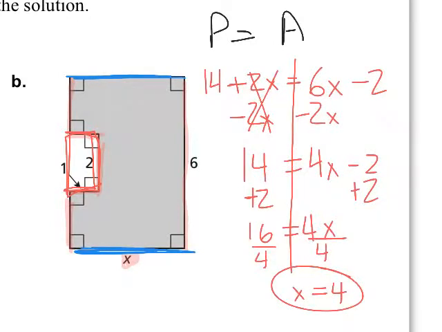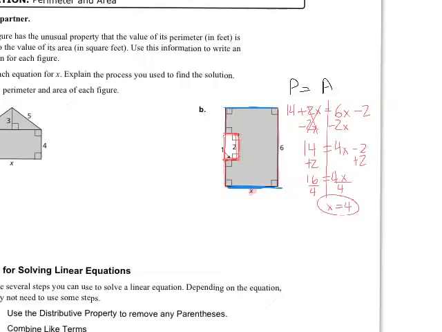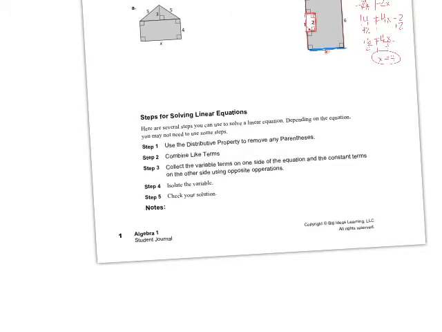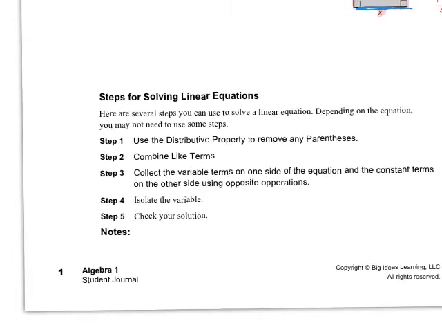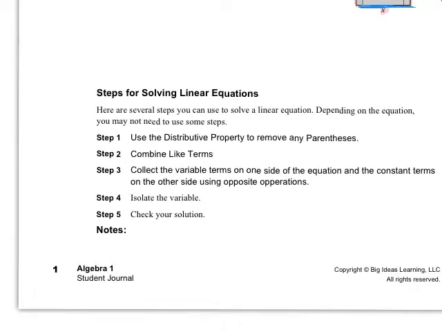All right. So down at the bottom, there are some important steps down here. Okay. You can see that we always want to do step 1 and 2 using the distributive property to get rid of any parentheses and combining like terms.